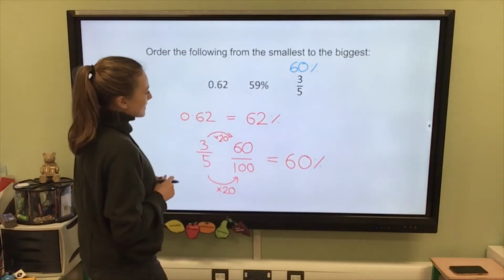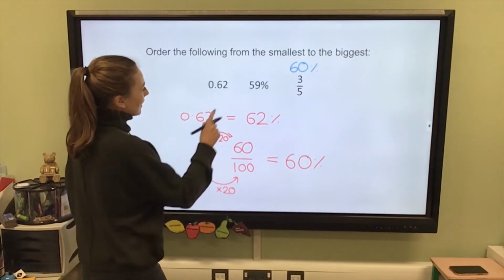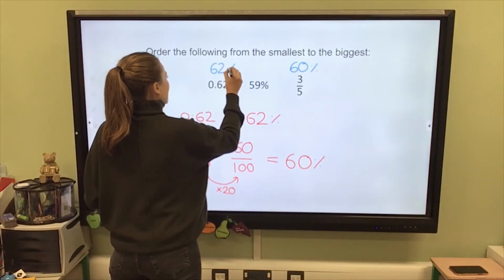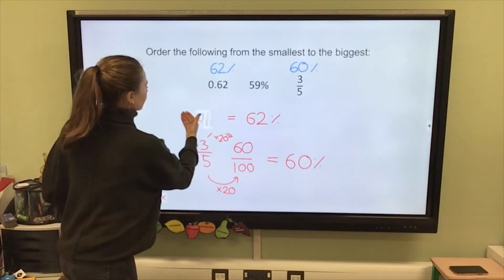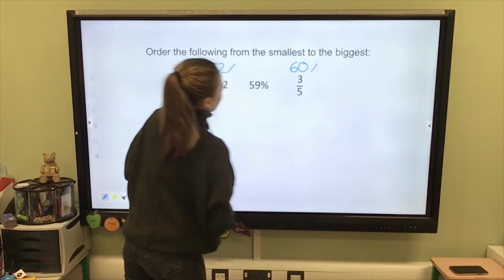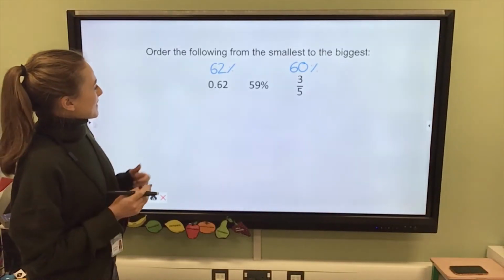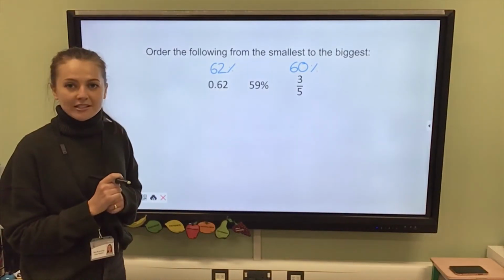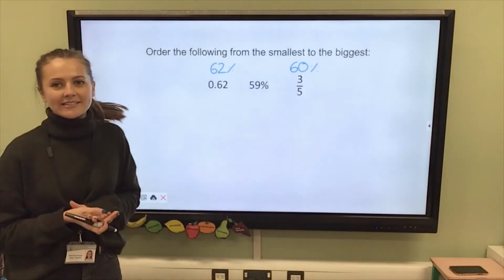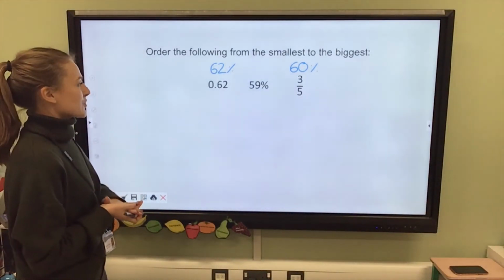So I've got 60%, which is equivalent to 3/5. I've got my 59%, and I've got my 62%. Okay, so I'm going to rub the rest of this out so that I can now order them. Now I have them all as percentages. Again, it's much easier for me to order them. So which one is my smallest? Which one have you got as your smallest?